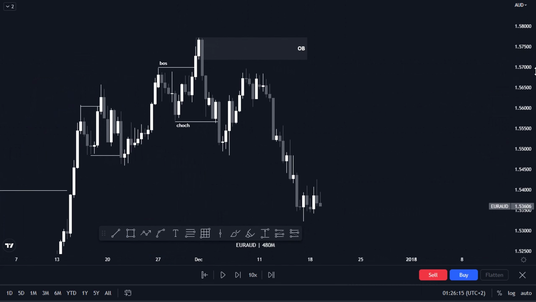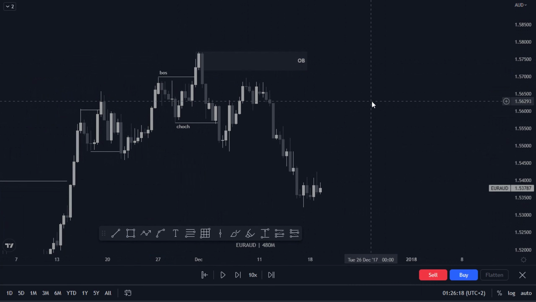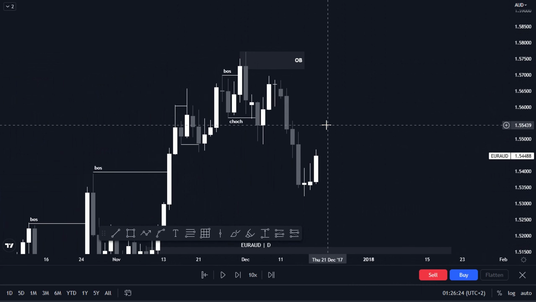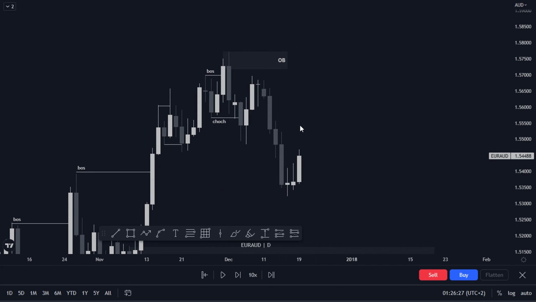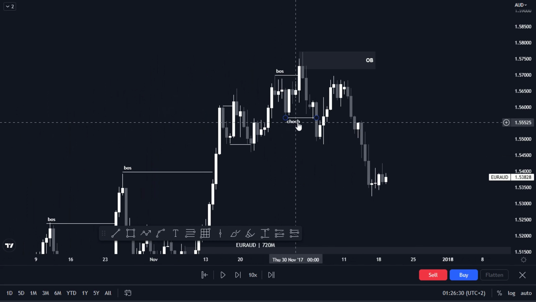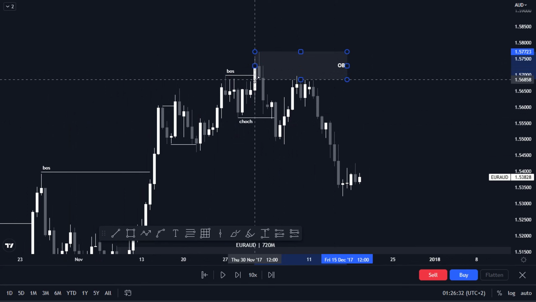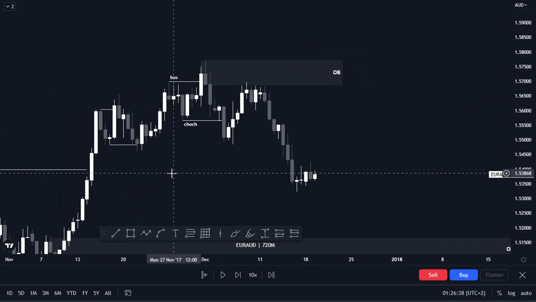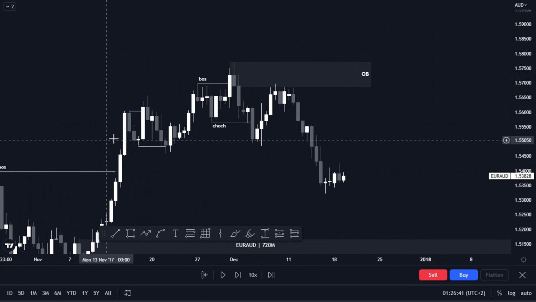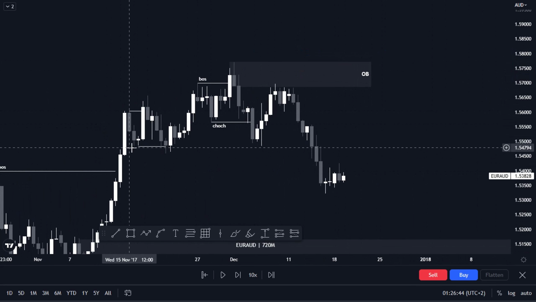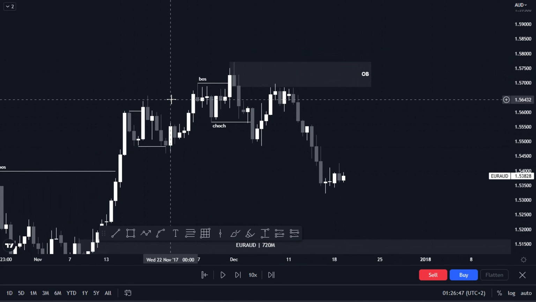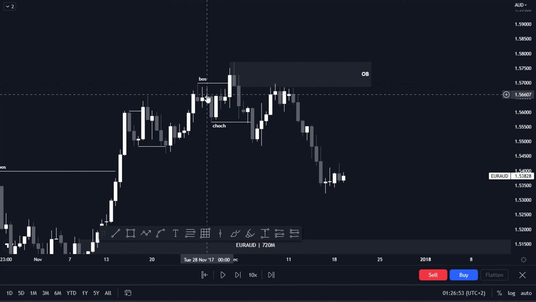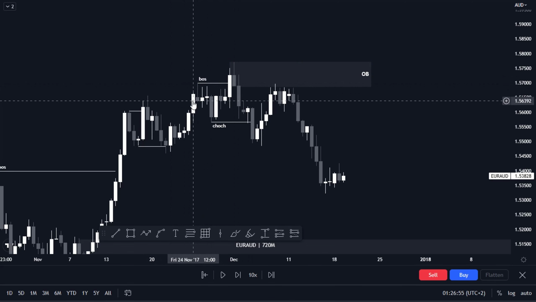Okay, so initially there was an OB that was respected here. As you can see here, there was this order block here that was respected, okay, on your 12-hour chart. So as you can see here, we had the same setup, whereby we had this break of structure, the change of character, but then our change of character, our high was violated.